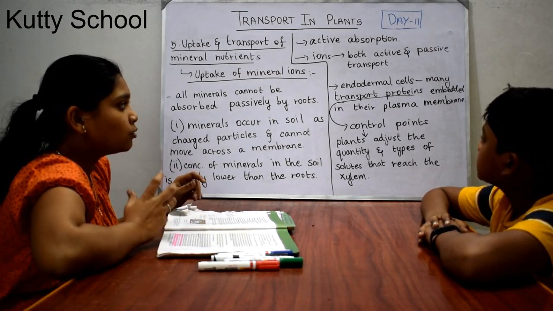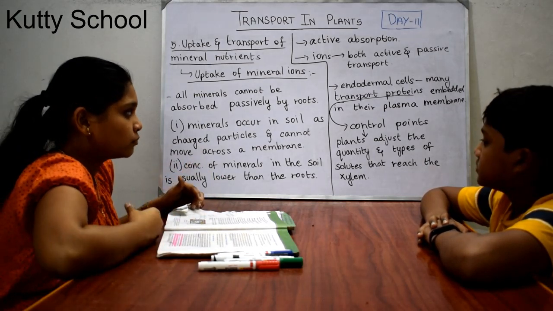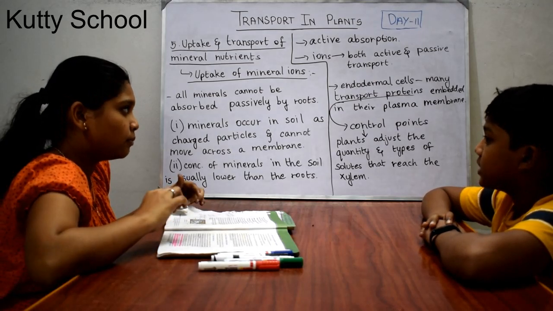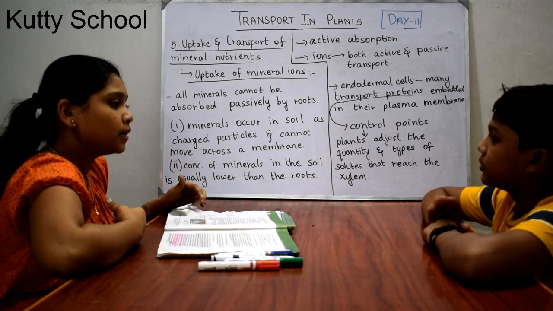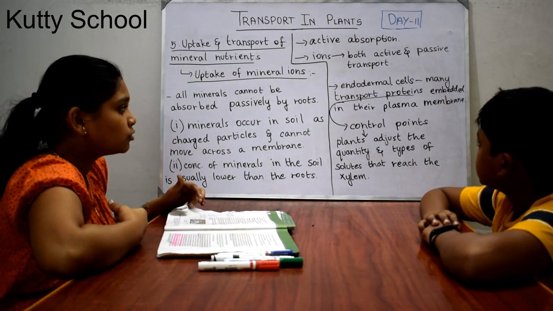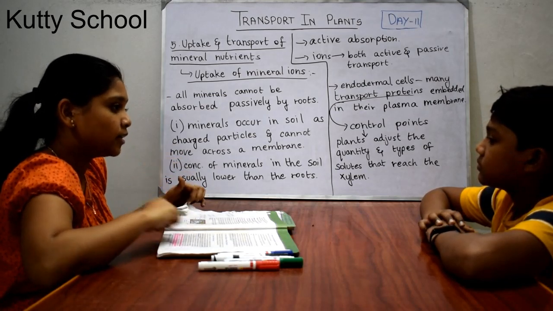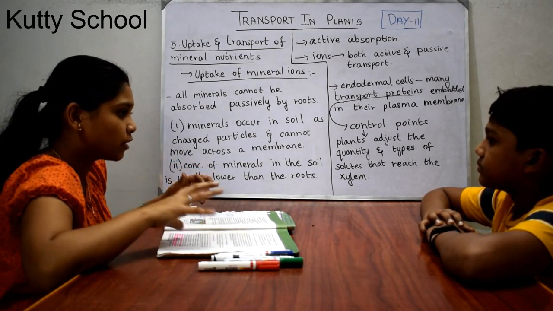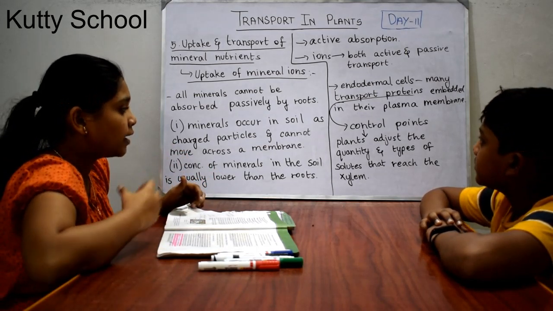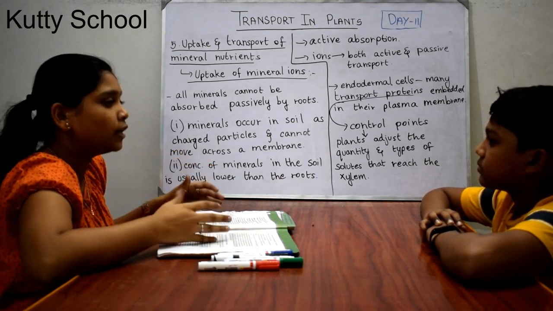So what do they do for the transport of these ions into the cells? They have many transport proteins embedded in their plasma membrane. So these endodermal cells act as control points. They can decide which ions they need and which ions they don't need. So they allow specific quantities and specific ions only into the endodermal cells.